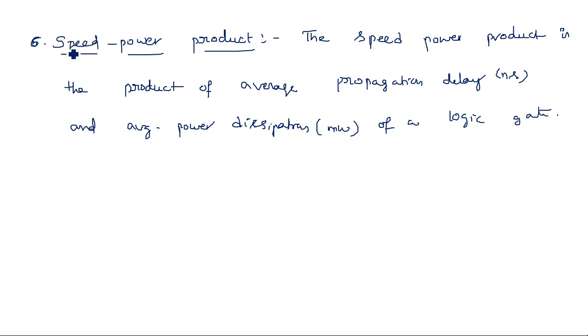So here, the heading itself says speed power product. It is the multiplication of two factors: one is the delay, another is the power consumption. So propagation delay and power consumption, we multiply these two to get this factor. It is the figure of merit of an IC family. Okay, so this is about the digital IC specification terminology.